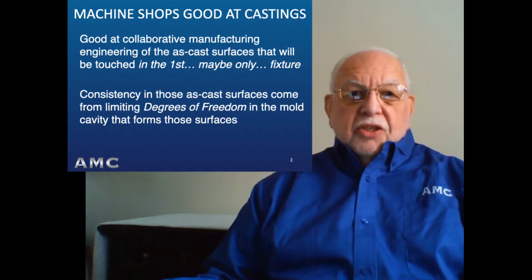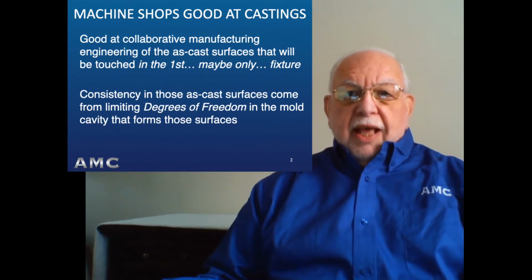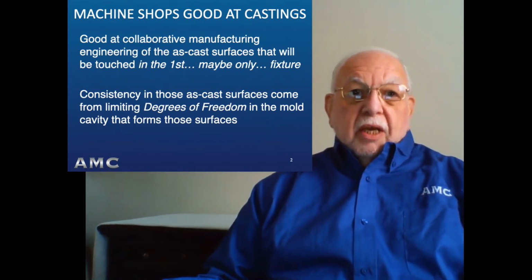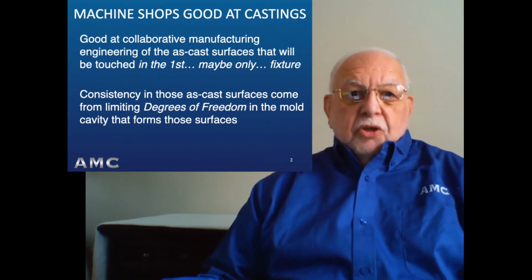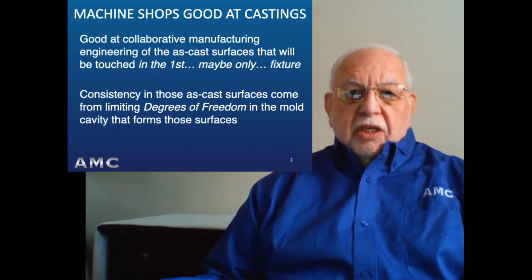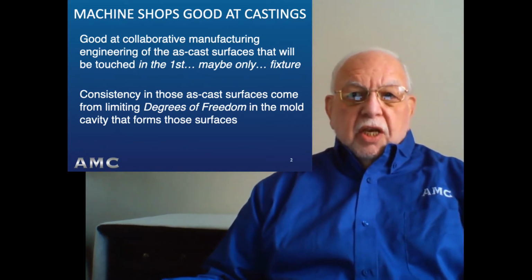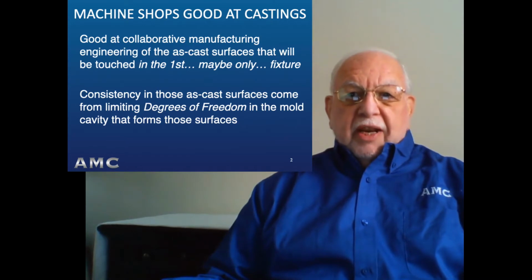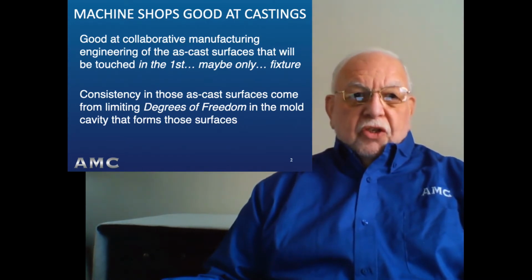Machine shops who are good at machining castings are also good at collaborative manufacturing engineering, as to the as-cast surfaces that will be touched by the first, perhaps only, machining fixture. Consistent tolerances on those surfaces is critical, and the key to consistent tolerances is to limit the degrees of freedom in the way those surfaces are formed in the casting's mold cavity.